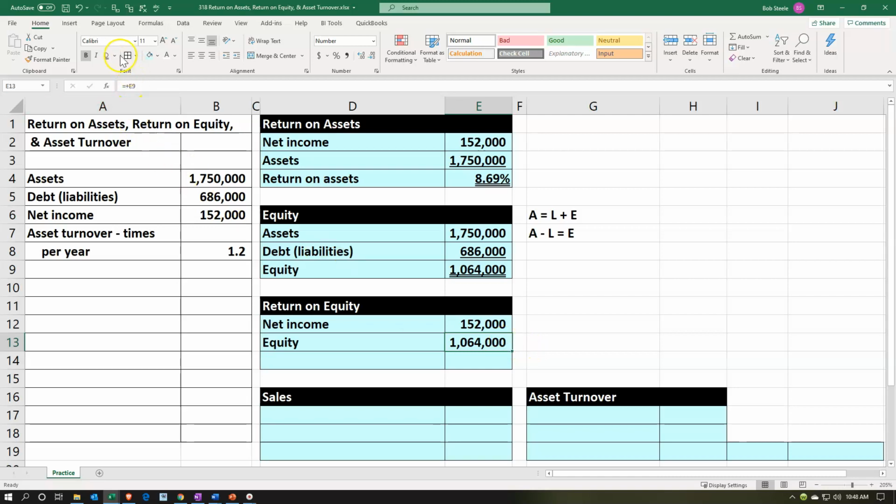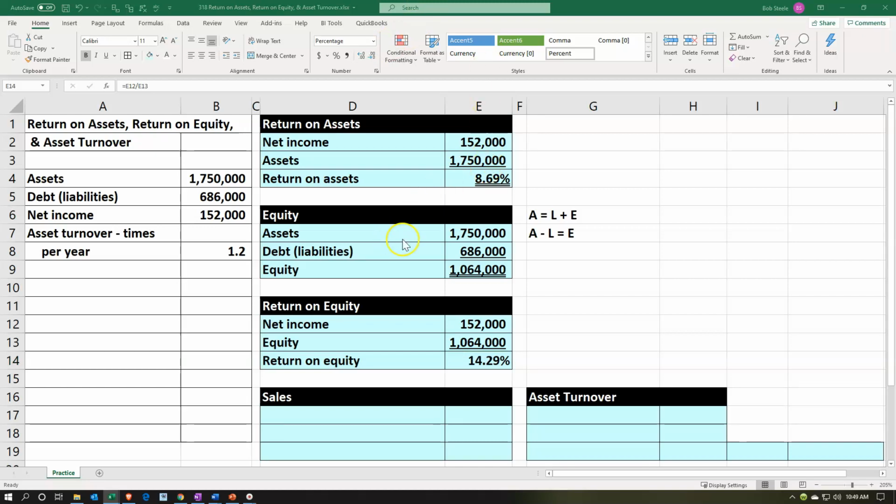So then we're going to underline here, and then we're going to say that this is going to be return on equity. So we'll divide that out then. We're going to say this is going to be equal to the 152 divided by the equity. Let's make this a percent then. So we're going to make this a percent, going up to the home tab, numbers, percent. We'll add some decimals there. So we got the 14.29, 14.29.